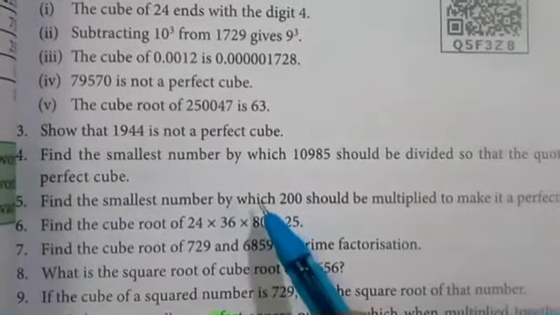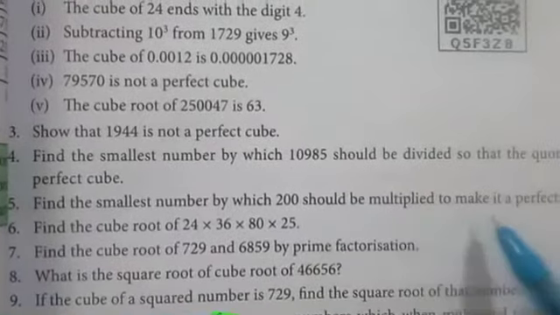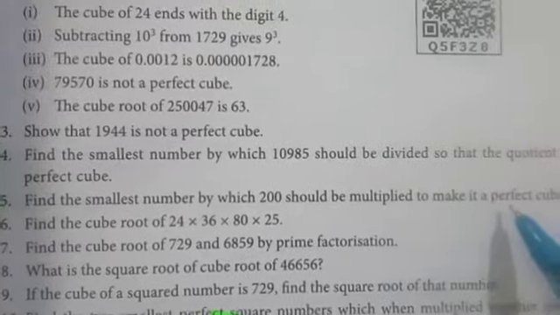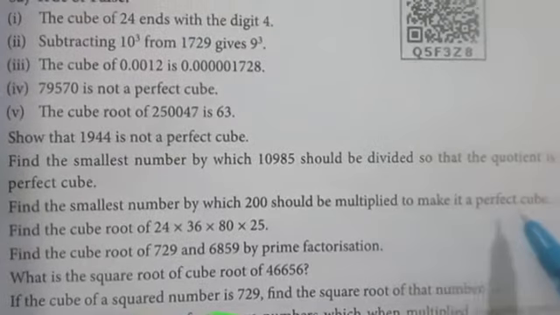Fifth question: find the smallest number by which 200 should be multiplied to make it a perfect cube.